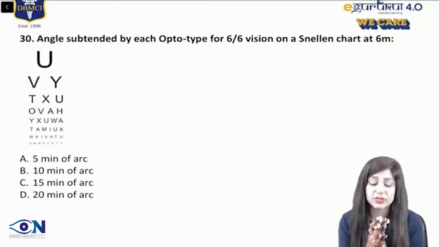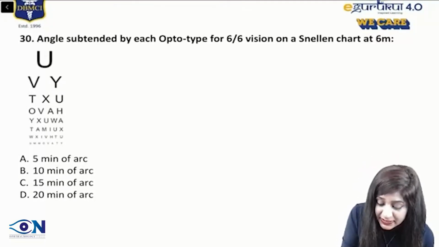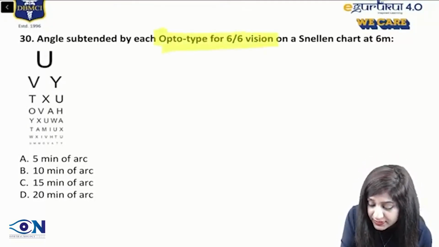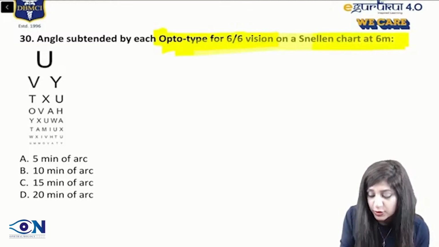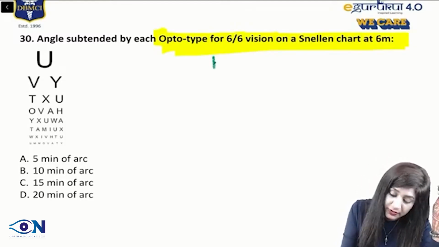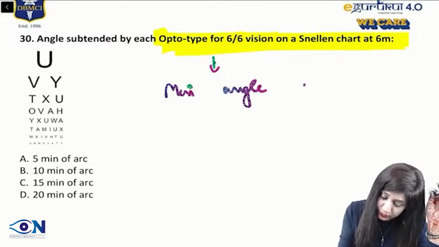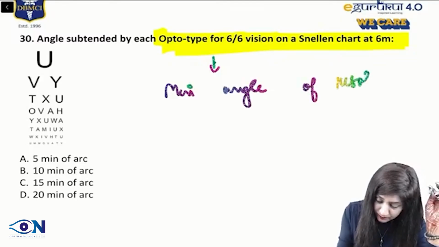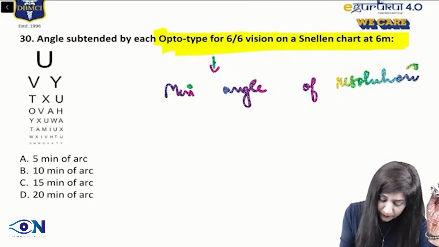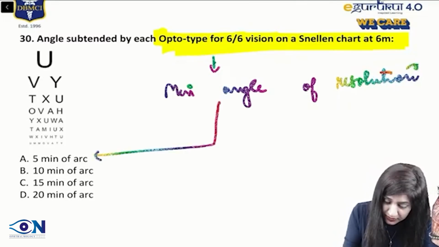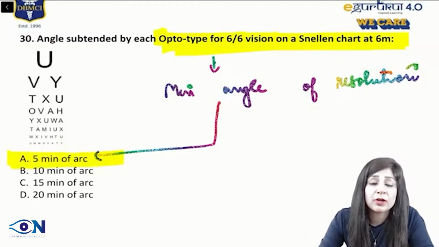Now see this question. Angle subtended by each optotype of 6 by 6 vision on a Snellen's chart. So basically they are talking about the minimum angle of resolution, which is 5 minutes of the arc. So they are talking about this.